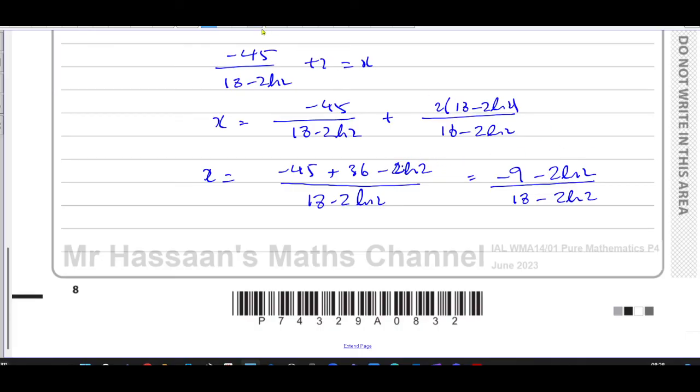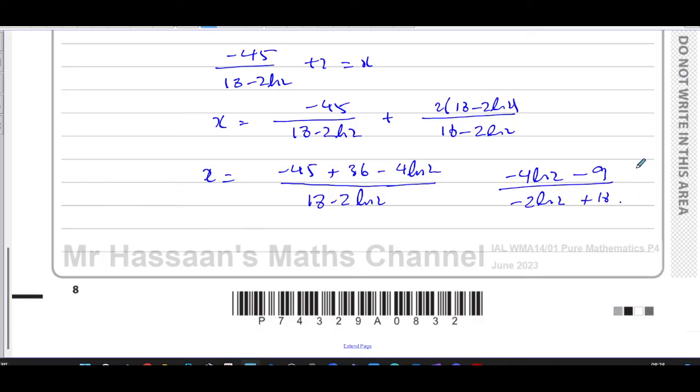If there's a mistake here, let me correct it. Let's go back. What did I do wrong? When I multiplied out this bracket, I said 2 times 18, but that should be 2 times minus 2, which is minus 4 ln 2. So I end up with minus 4 ln 2 minus 9 over minus 2 ln 2 plus 18.